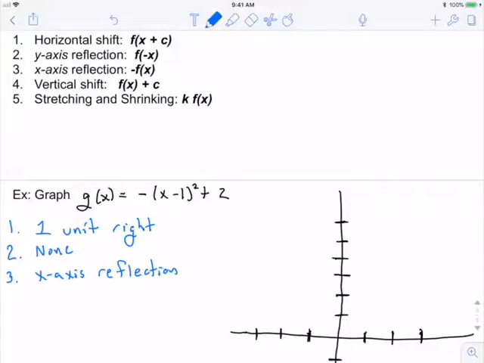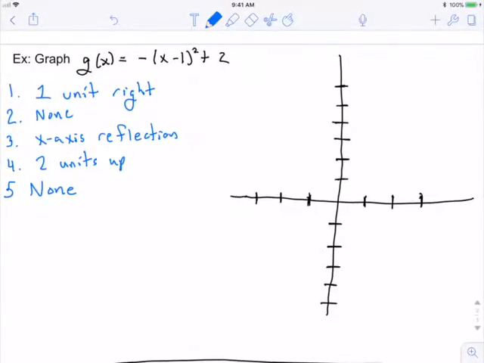Then we have a vertical shift 2 units up. The ones outside the parentheses behave nicely. So if it says +2, then we move it +2. And we have no stretching or shrinking, since we have no constant multiplied on the outside of our function.